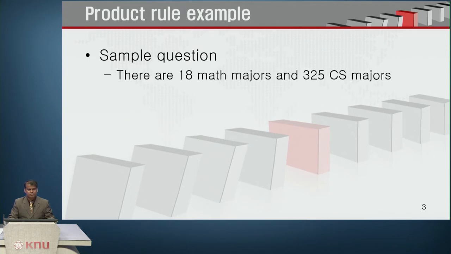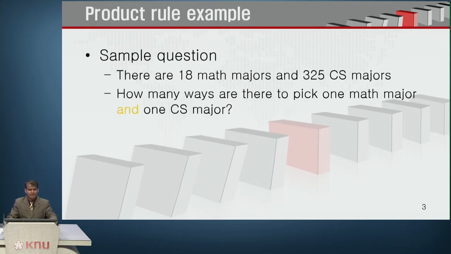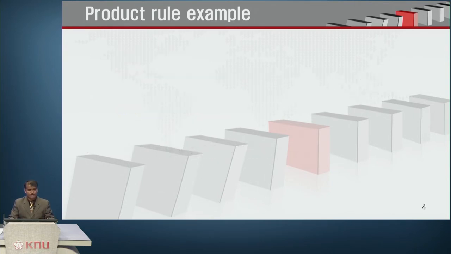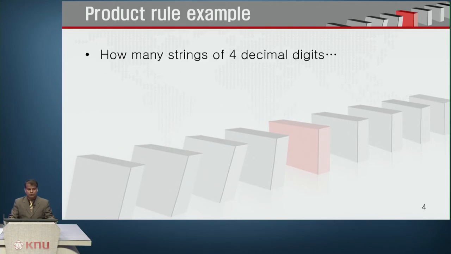Let's say a simple question here. There are 18 math majors and 325 CS majors. How many ways are there to pick one math major and one CS major? Well, that's just the combination. Yes, there are different ways, right? So 18 times 325 ways of picking it. And more examples on that.